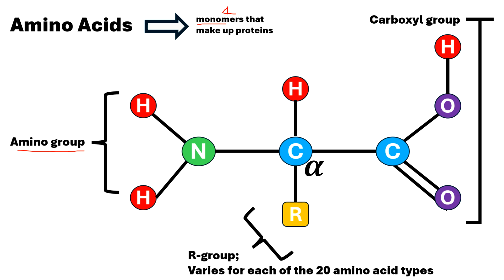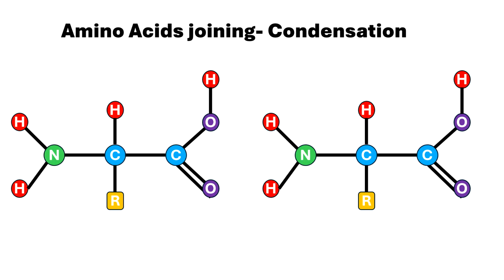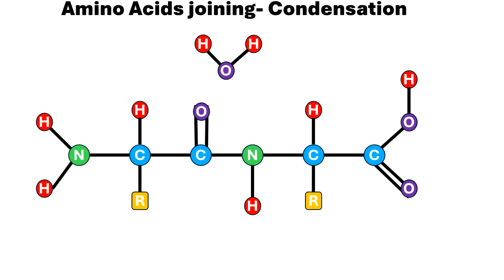Now we're going to look at how the amino acids get together. Amino acids get together via a condensation reaction, remember, releasing water. Now, as you can see from that animation, a water molecule has just been released, and we are left with the following, okay?